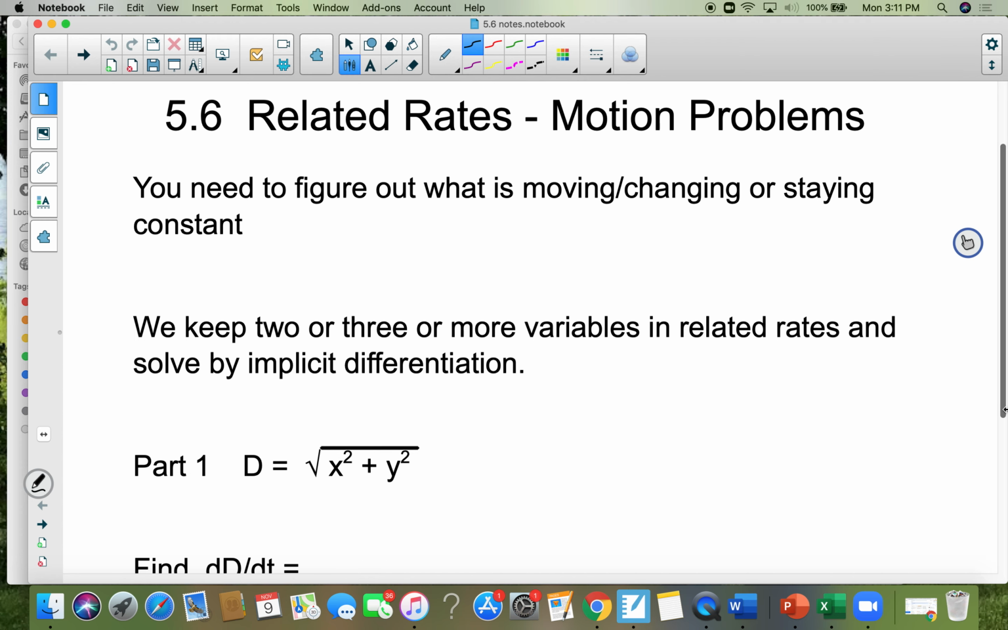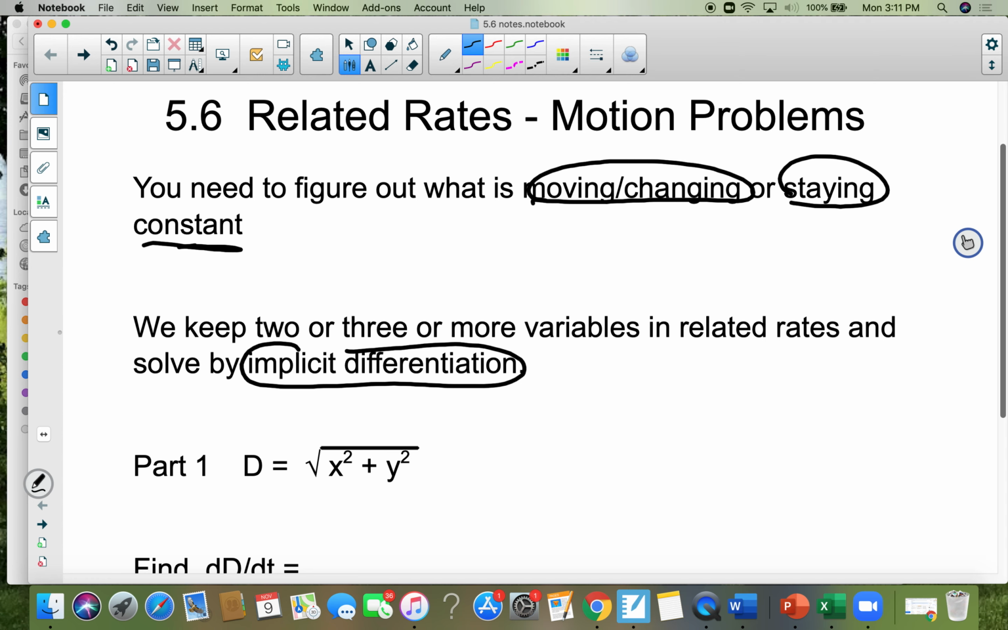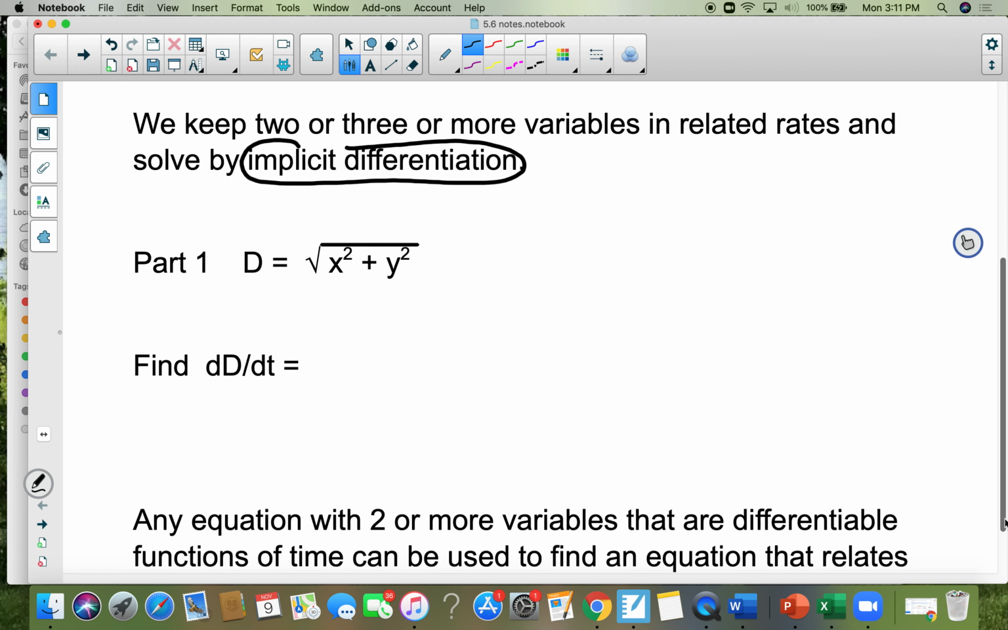You need to figure out what is moving or changing or what's staying the same or constant. So we keep 2 or 3 or more variables in related rates and we solve by implicit differentiation. So in part 1, they ask you to find dt, but before I do that, I like to change this to x squared plus y squared raised to the 1/2 power.